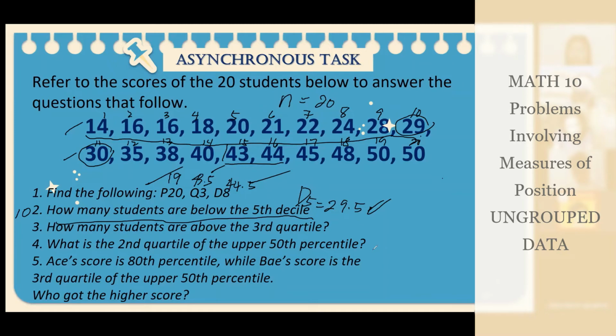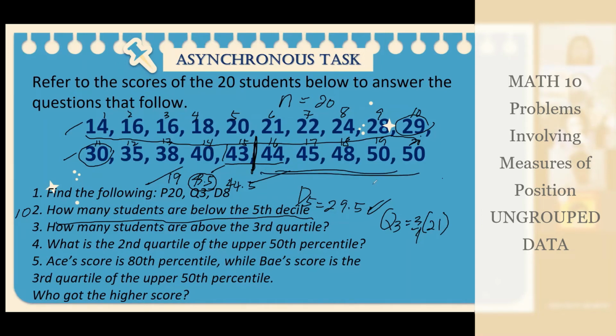Now, how many students are above the 3rd quartile? So, you have to get first the 3rd quartile. So, what is quartile 3? It's 3/4 of 21. Nasagot na ba na? Yes, nasagot na natin kanina. 43.5. So, nandito yon between this. Between 43 and 44. Kaya, if the question is, how many students are above, ilan? What is your answer? How many students are above 43.5?